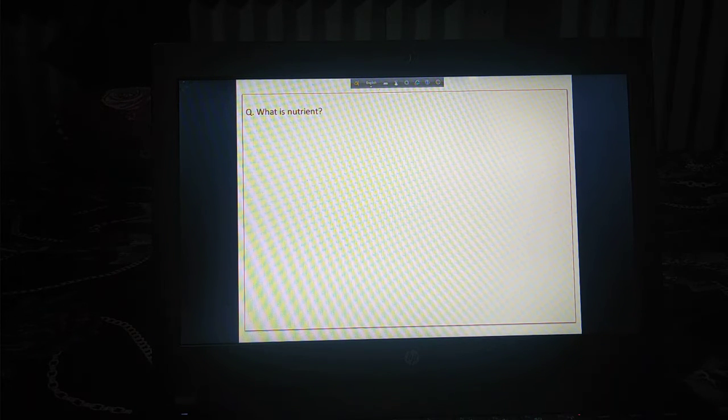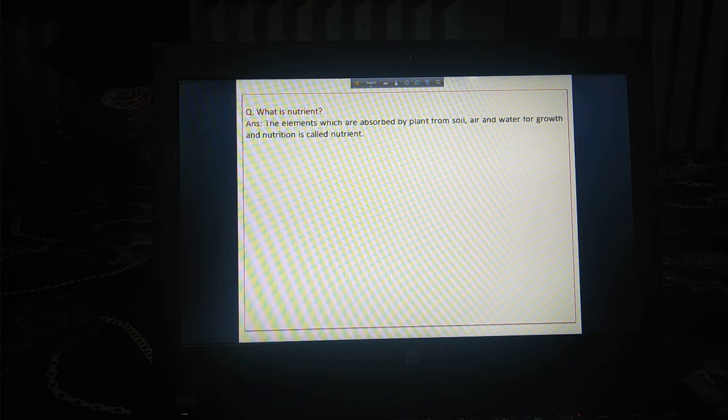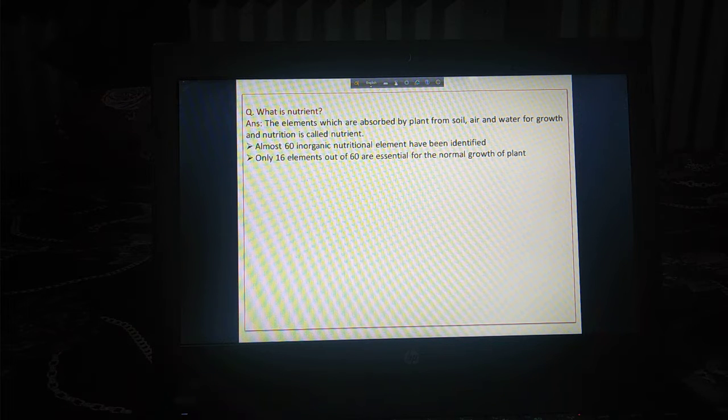So students, at first you have to know what is nutrient. You know that for the normal growth and development of the plant, nutrient plays an important role. The elements which are absorbed by plant from soil, air and water for growth and nutrition are called nutrients. Almost 60 inorganic nutritional elements have been identified. Out of 60, only 16 elements are essential for the normal growth of plant.